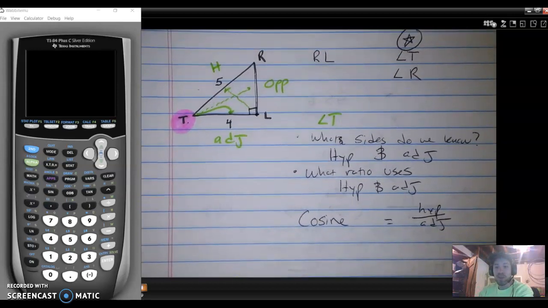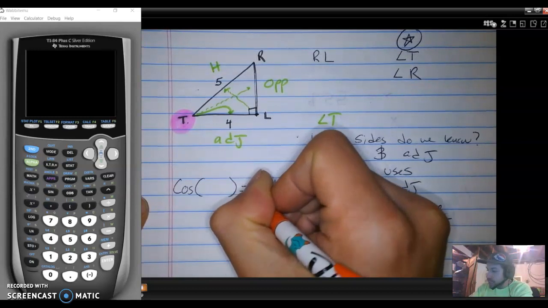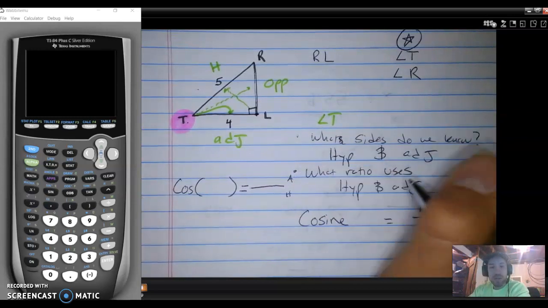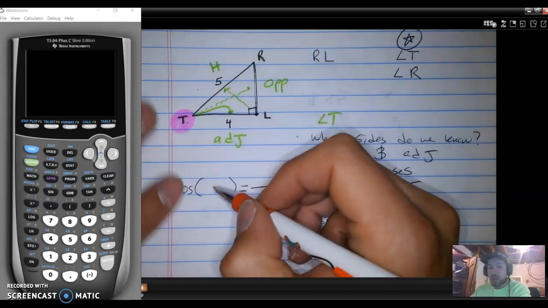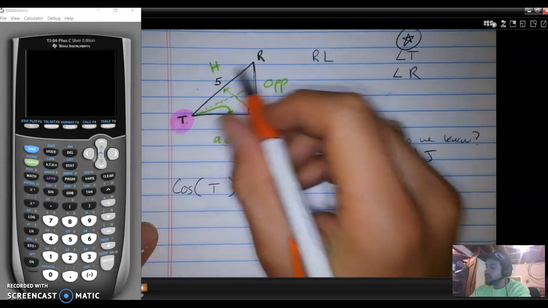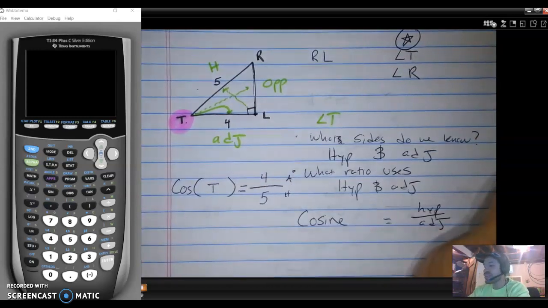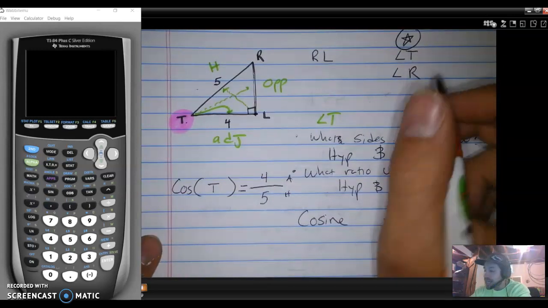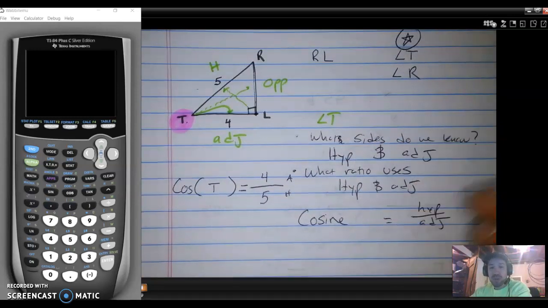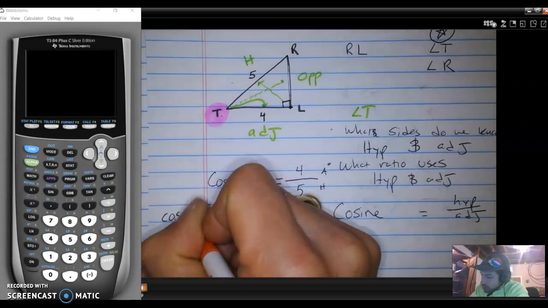So we can set up our ratio to be cosine of blank equals adjacent over hypotenuse, A over H. Now, in this case, we don't know our angle, so I'm going to put T in here. We know the adjacent side is 4, and the hypotenuse is 5. We've set up our ratio. Now, what's different about this example from the previous one is we're not actually going to use cross multiplying. What we're going to do is take cosine inverse of both sides.